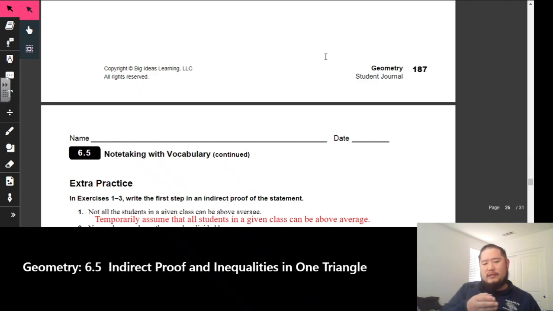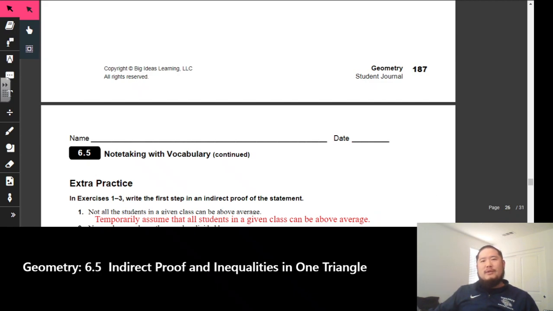Okay, well, it starts off not all students in the given class can be above average. Well, the opposite of that would be saying all students in a given class can be above average. And that would be great. I'd love that if that was the case. All right, so that would be how we would at least start our indirect proof. But then afterwards, what we would do is talk about all the things about class grades. We have 5 students who failed the test, or talk about all these different things to contradict this statement.